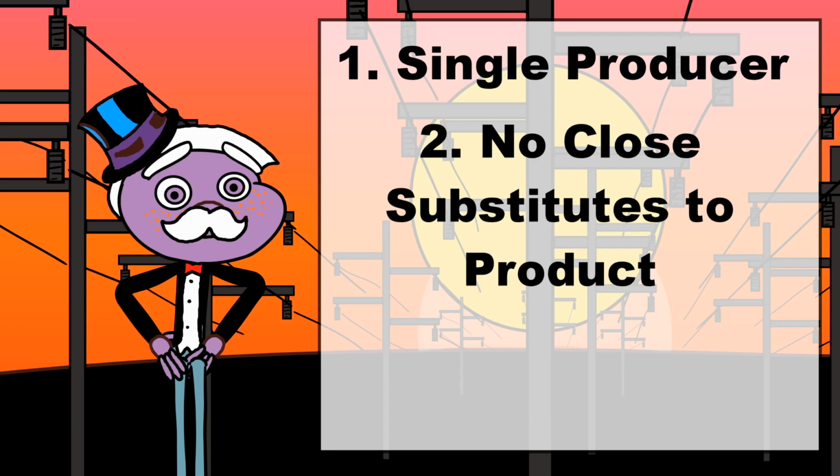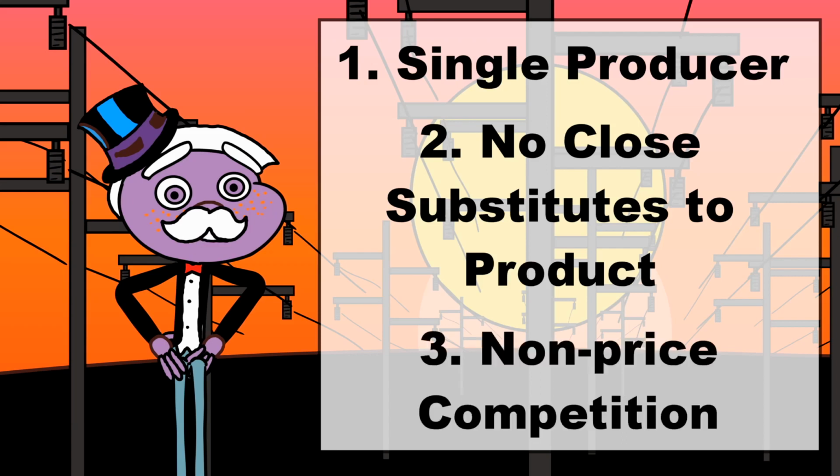Non-price competition. That's number three. That essentially means that the company doesn't really do advertisement, but instead tries to improve customer relations by doing things such as PSAs.